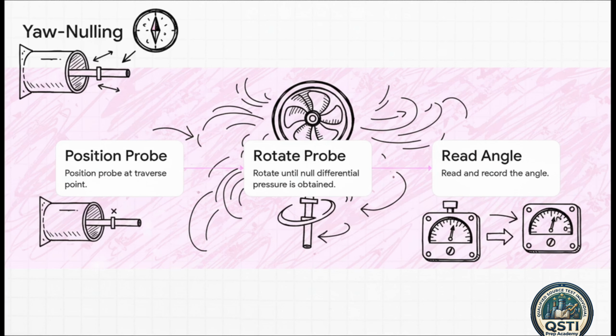It's kind of a dance. First, you insert and position your Type S probe right at the transverse point. Then you rotate it until your differential pressure gauge hits absolute zero. That's your null. Next, read the angle on your inclinometer. Finally, you carefully rotate it exactly 90 degrees back into the flow to take your velocity pressure reading. That sequence right there, that is the absolute heart of Method 2G fieldwork.